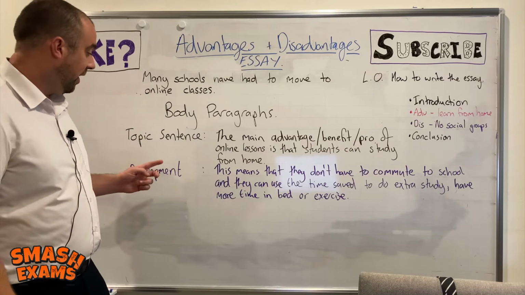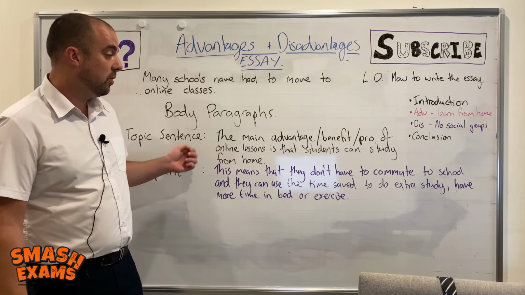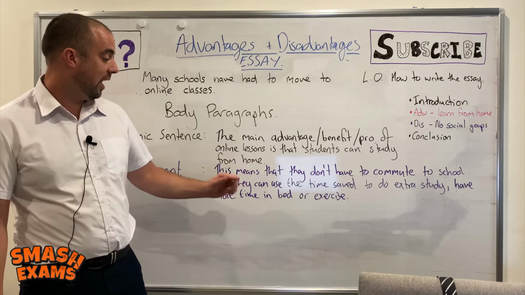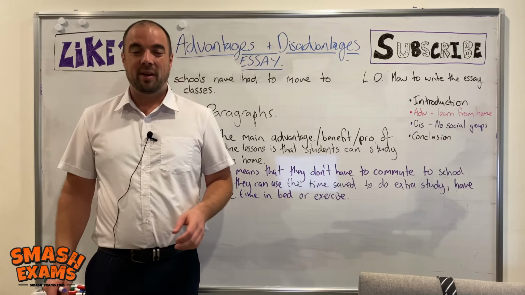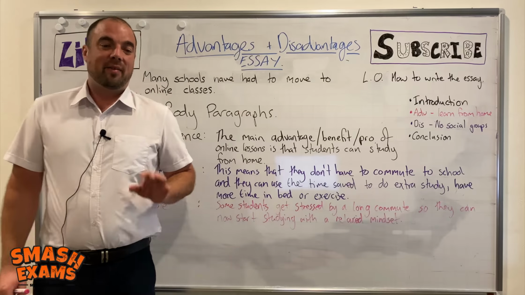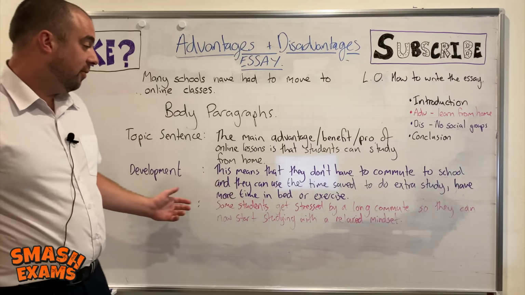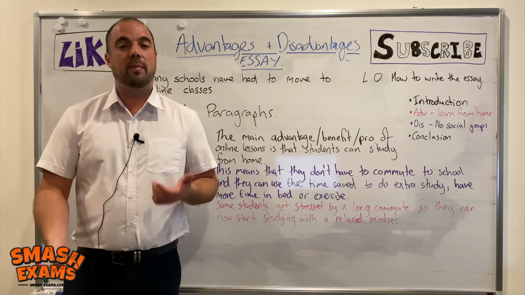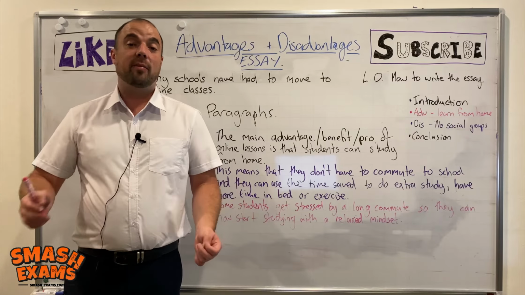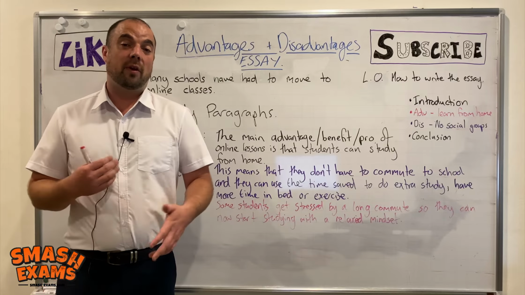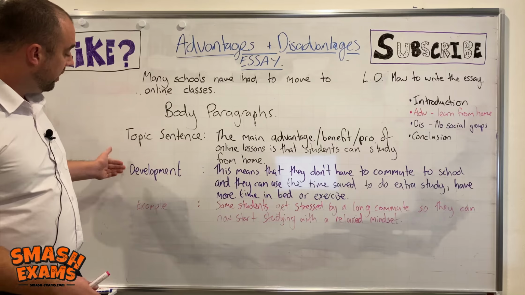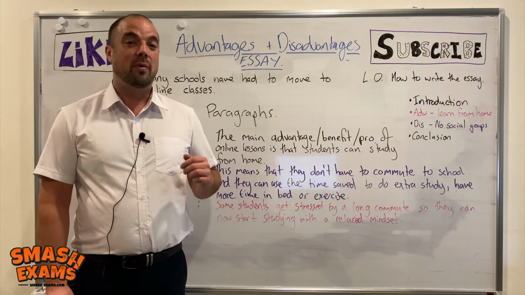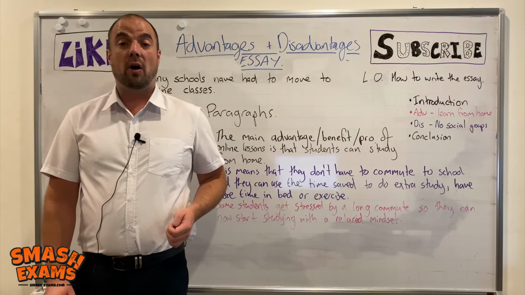So I've developed the sentence by saying this means that they don't have to commute to school and they can use the time saved to do extra study, have more time in bed, or exercise. That's good. Let's add an example. My example is, some students get stressed by a long commute, so they can now start studying with a relaxed mindset. This is a body paragraph. It's not perfect, but it's definitely a band 7. So if you could follow this structure of topic sentence, development, and example, I'm going to show you again in the second body paragraph, where we're going to look at the disadvantages of online learning.